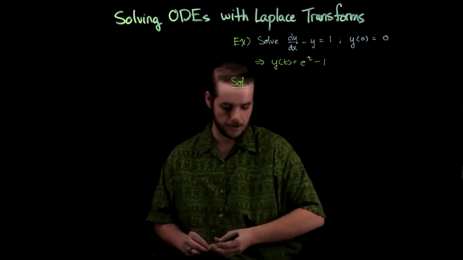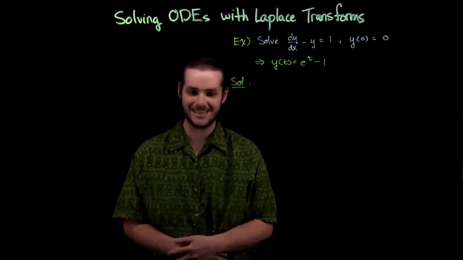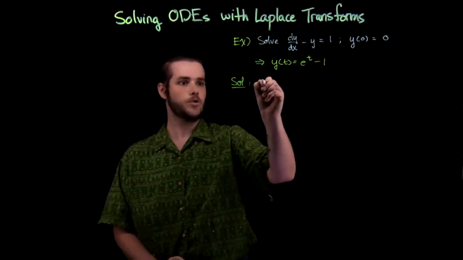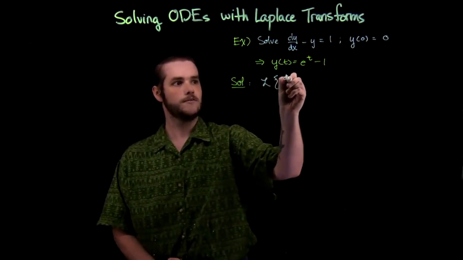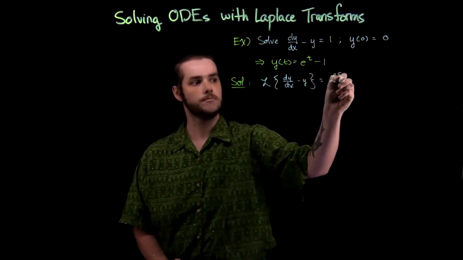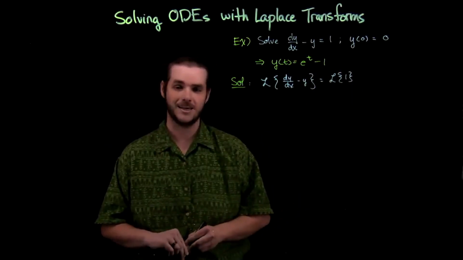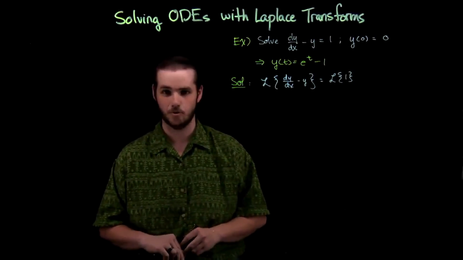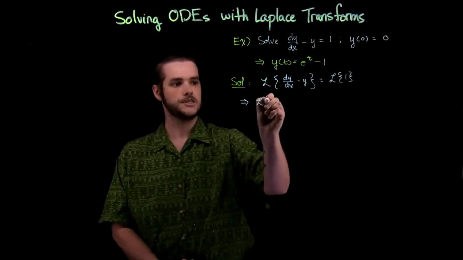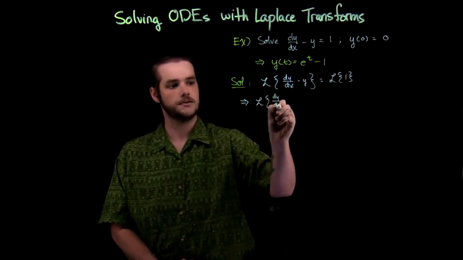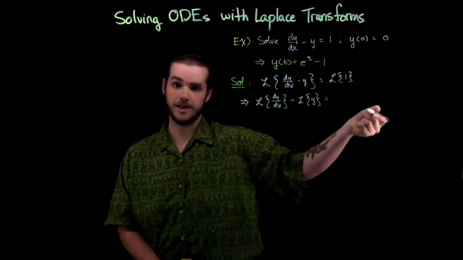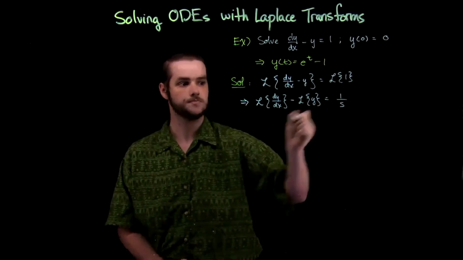Okay, so let's see if we can get it with the Laplace transform. The idea is we want to transform both sides of the equation. That is, we want to take the Laplace transform of dy dx minus y equals the Laplace transform of 1. Now, I can use all those wonderful properties of Laplace transforms to break this up a little bit. I'm going to use the linearity to split this as the transform of dy dx minus the transform of y equals, well, I actually know the transform of 1, it's 1 over s.